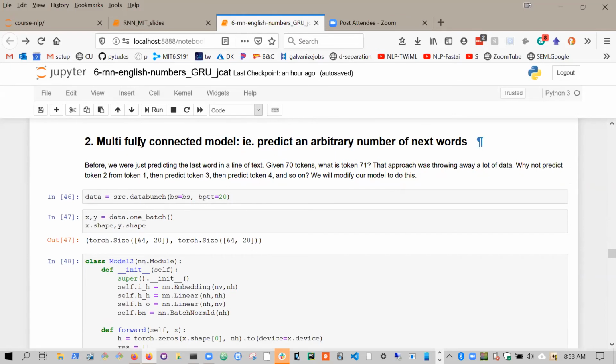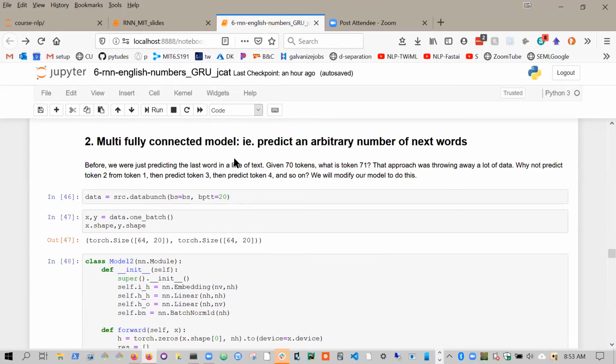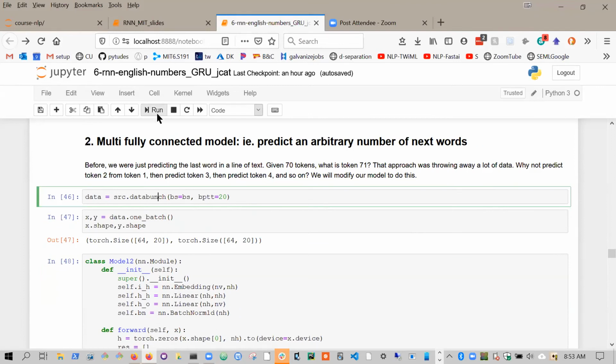Now the next one is refactoring this to predict not just the next token, but an arbitrary number of next words. So maybe we want to predict the 6 next words or whatever. So this is refactored to do that. And now notice he's changed the data. Now each line has a length of 20, because he said BPTT equals 20. So he made a new data bunch.